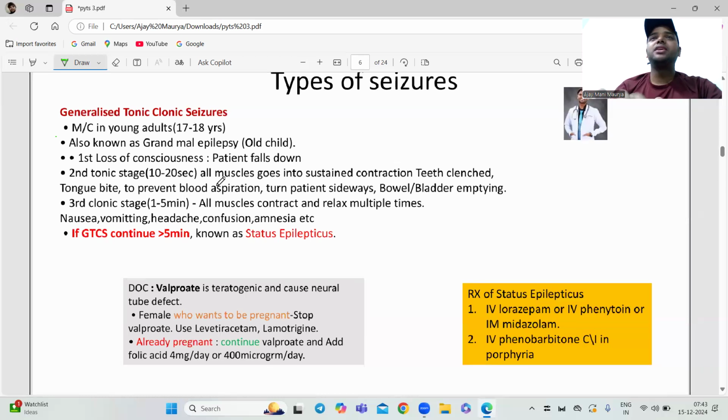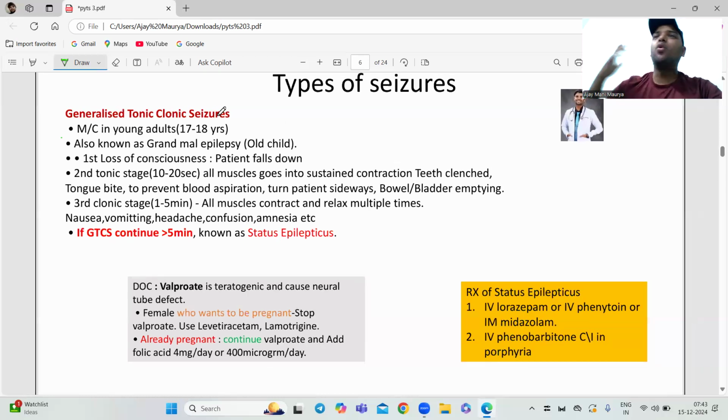Grand mal means the old shell. What is petit mal? Petit mal is seen in school going young children, also called absence seizure. Now see here, generalized. See what happens here actually, GTCS, guys. Like this one, suppose I am here.